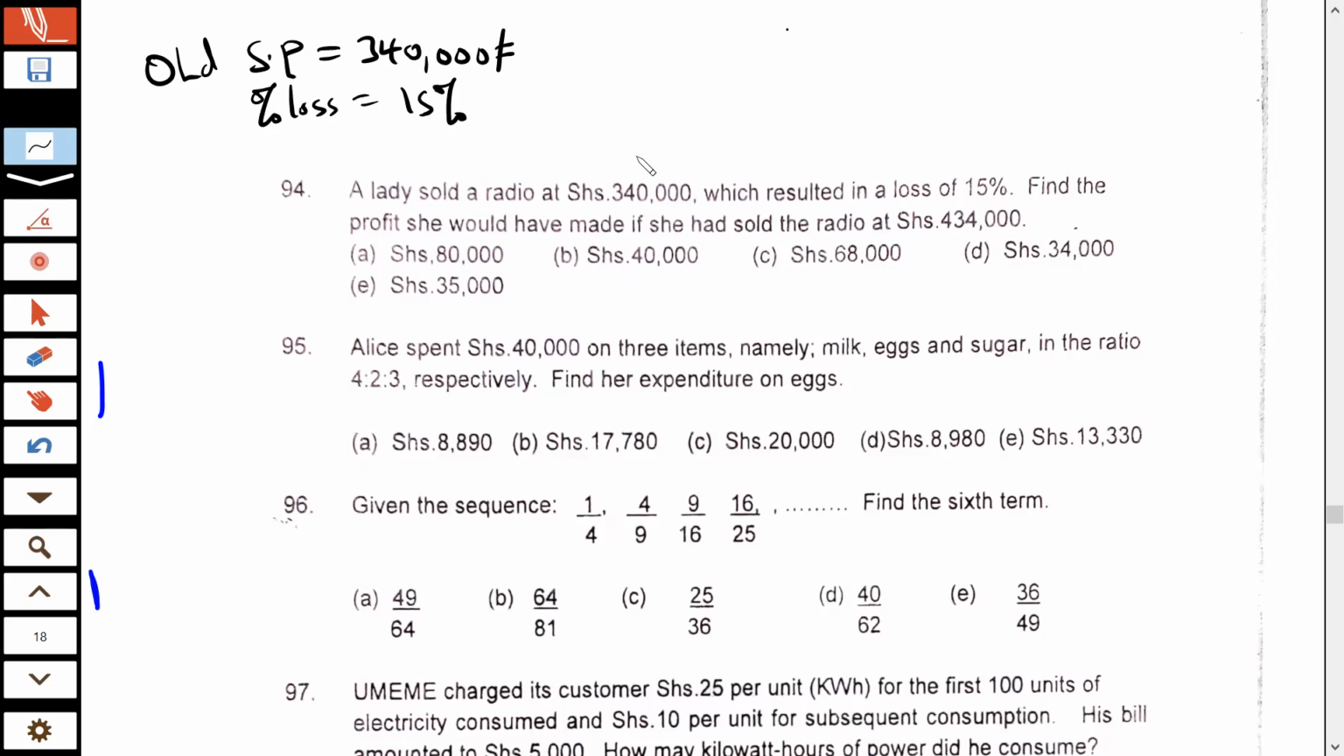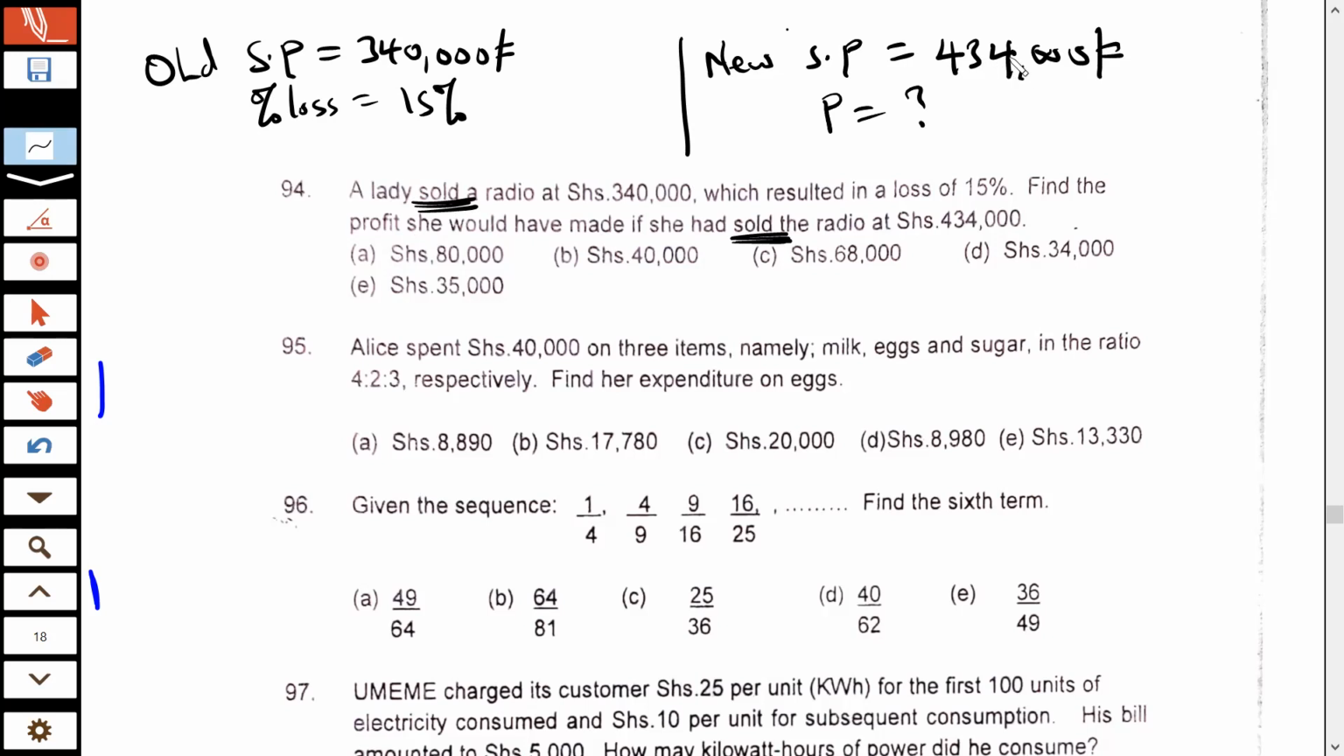So she made a loss. Now they're saying to find the profit she would have made if she had sold at the new selling price. Here we are having a selling price, and even here we are having a selling price, meaning that I have not been given the cost price, the original cost. So our new selling price is 434,000 shillings. We don't know the cost price, but what we know is that our profit is the selling price minus the cost price.